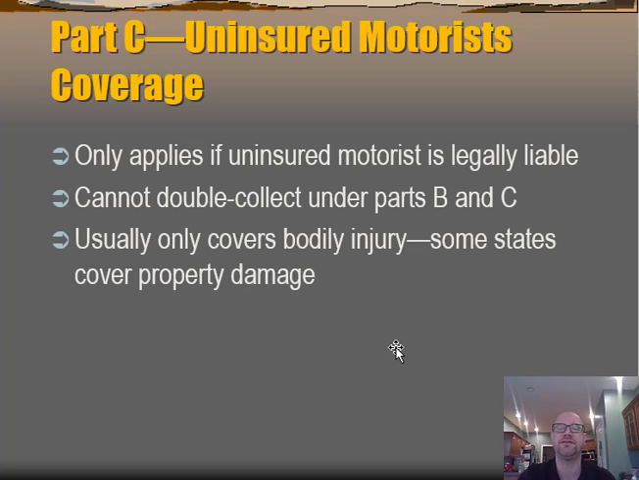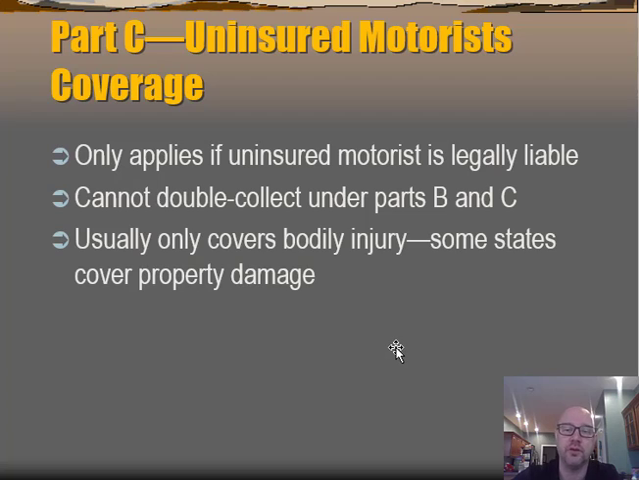I wanted to move on to Part C. That's really what I wanted to talk about in this lecture. So Part C is uninsured motorist coverage. Think about this for a second, okay? If everybody carried auto insurance like they're legally required to, then uninsured motorist coverage wouldn't be necessary.